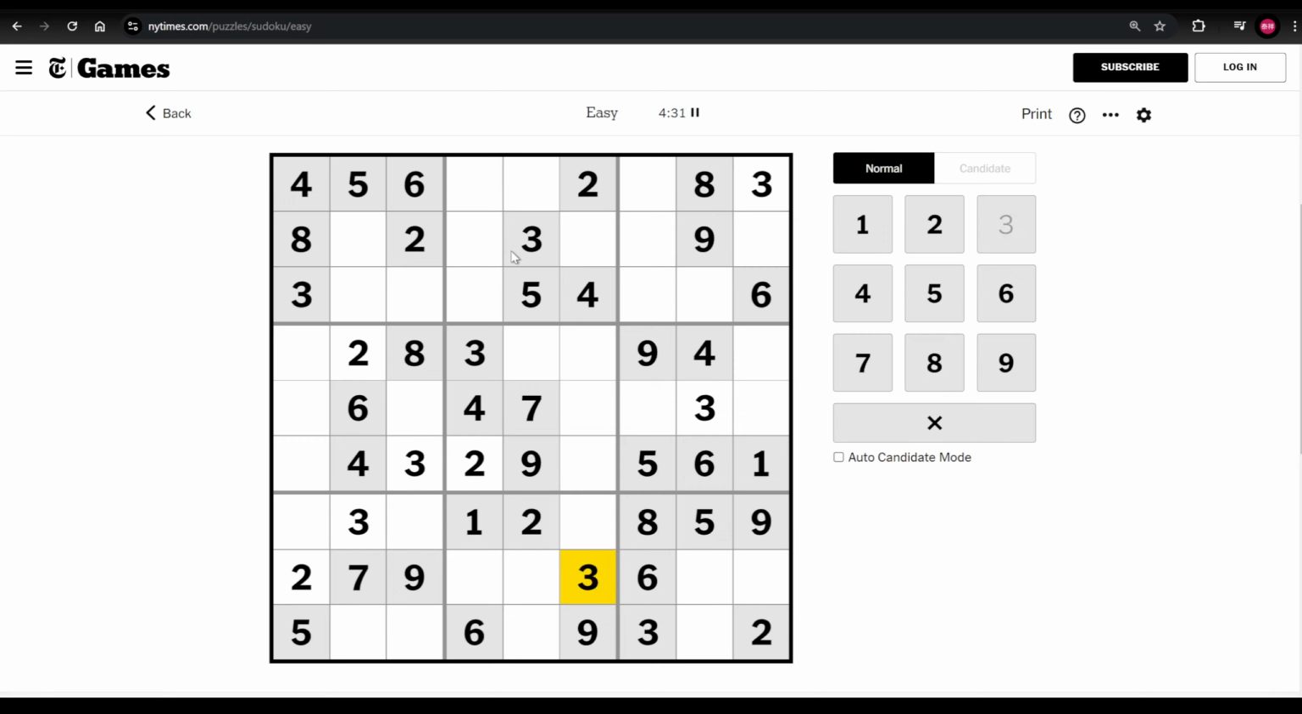Alright, so we found all of the 3's. 1, 2, 3, 4, 5, 6, 7, 8, 9. So all the 3's are found, and it'll show in here that all the 3's are found, which means that we don't need to put any 3's in here anymore. Okay, let's move on.